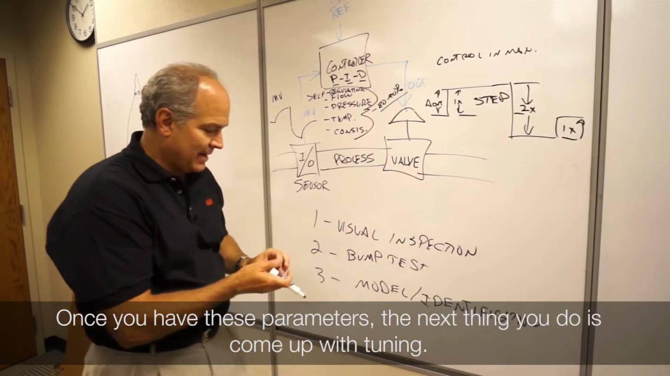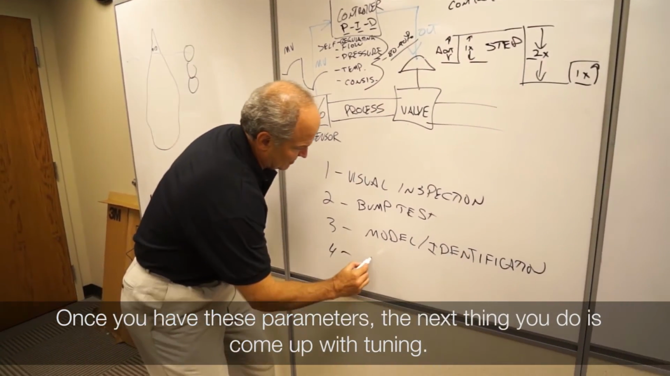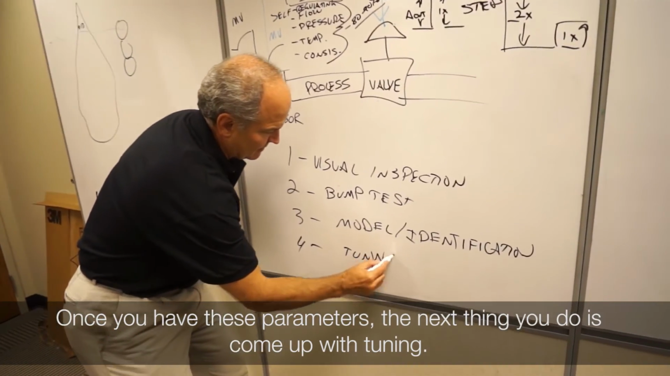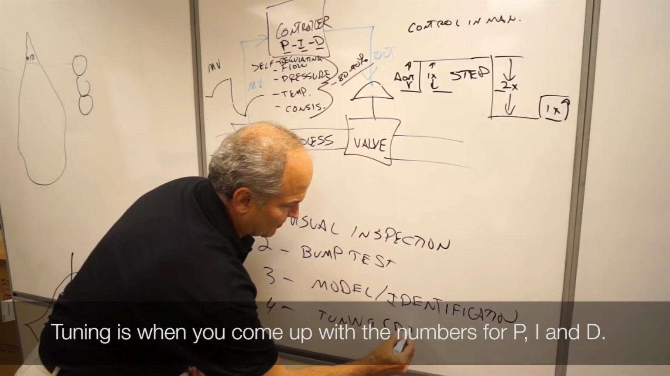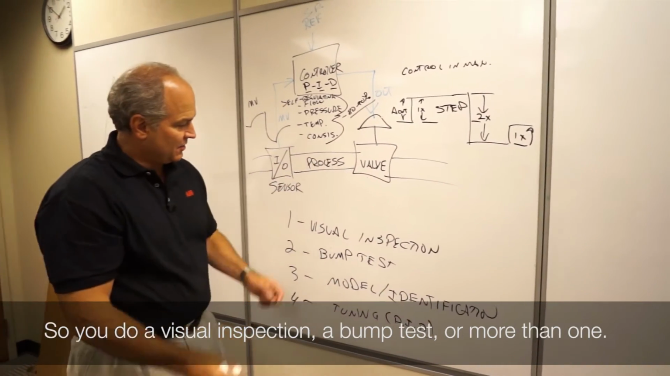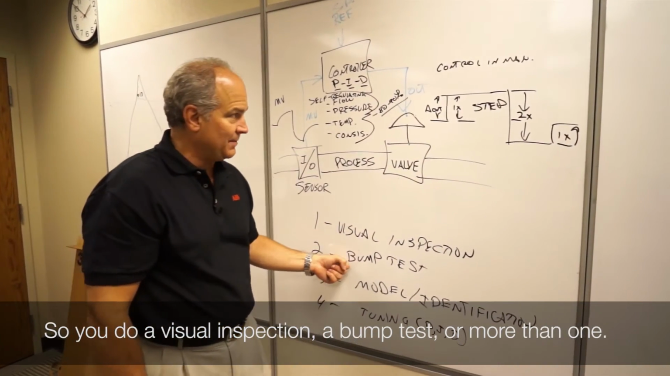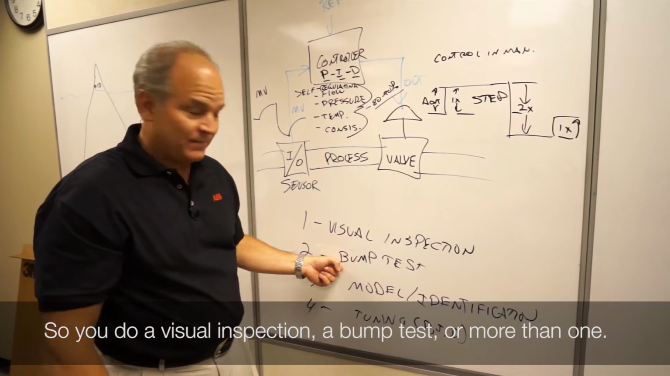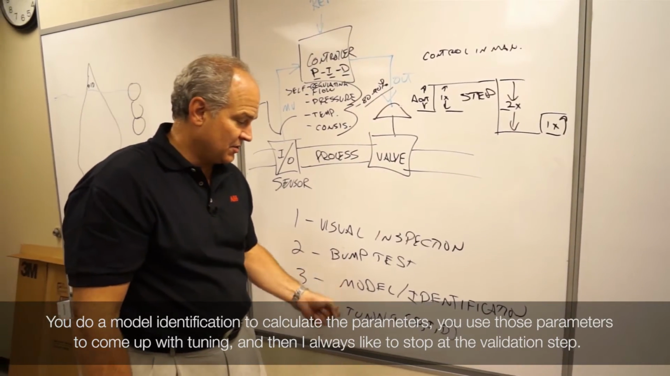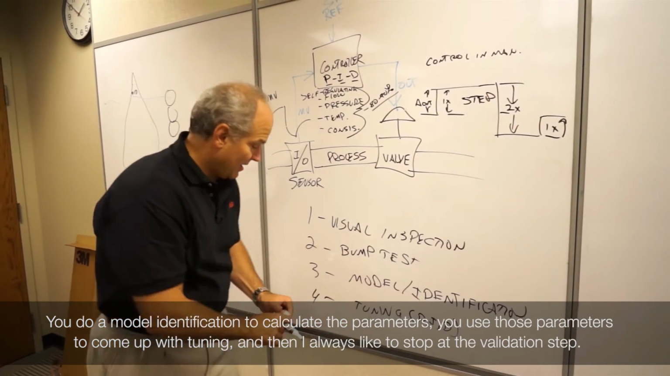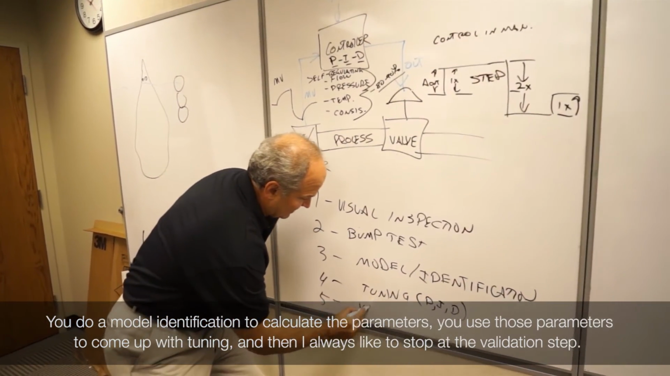Once you have these parameters, the next thing you do is come up with tuning. Tuning is when you come up with the numbers for these P, I, and D. So you do a visual inspection, you do a bump test, or more than one. You do a model identification to calculate the parameters. You use those parameters to come up with tuning, and then I always like to stop at a validation step.